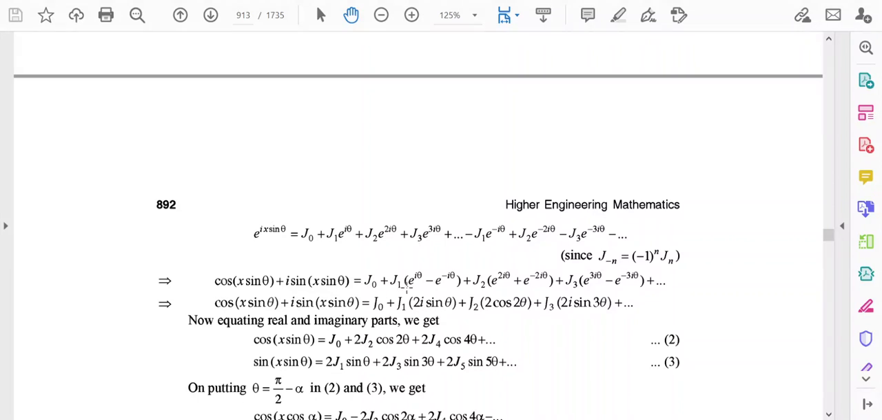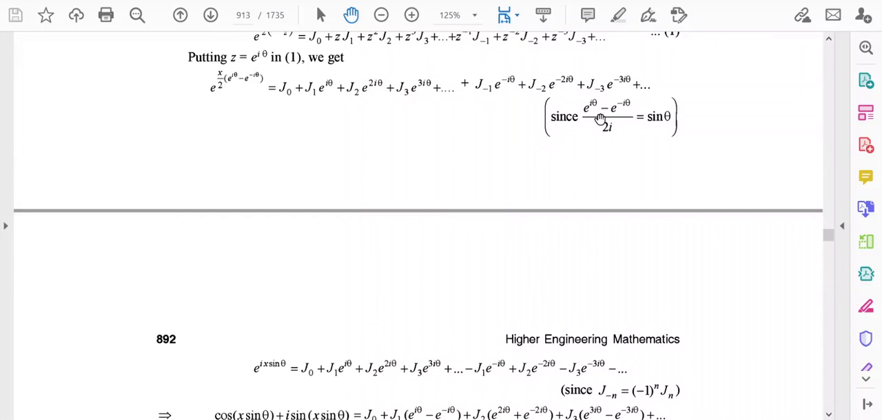And for the right hand side, what we have done, you see that for example here j1 e to the power i theta and there is j1 e to the power minus i theta. So we can take j1 common and we can write e to the power i theta minus e to the power minus i theta. And for the other terms also, for example j2 e to the power 2i theta, here j2 e to the power minus 2i theta. So we have taken j2 common. So we are writing the right hand side using this type of equation.